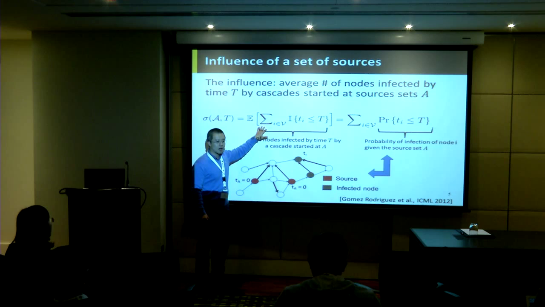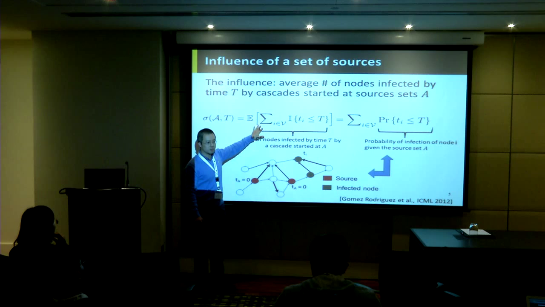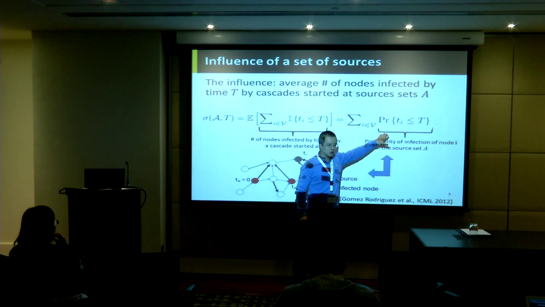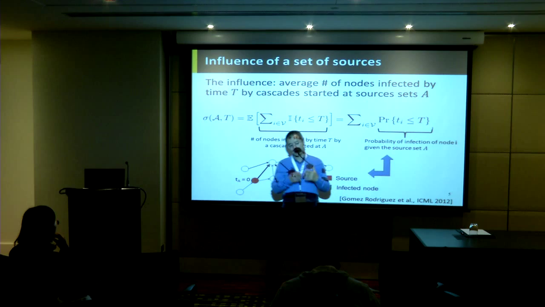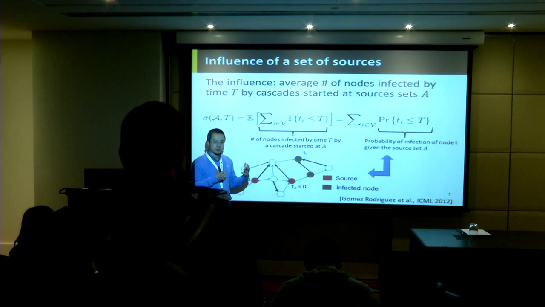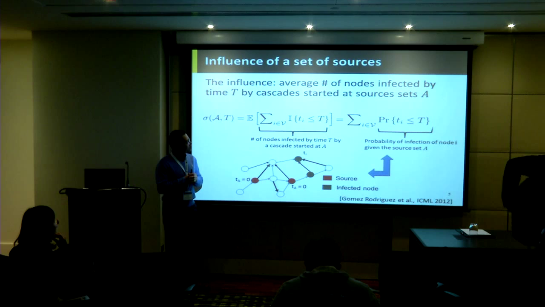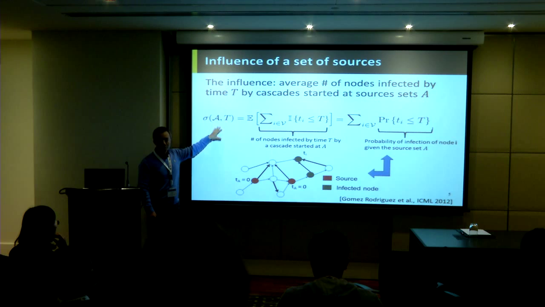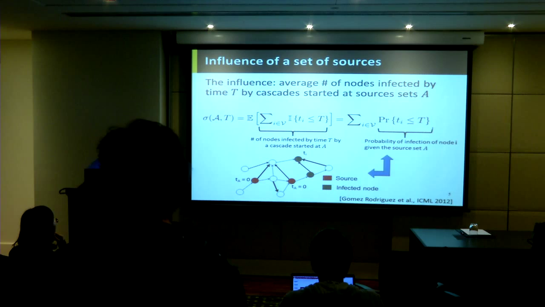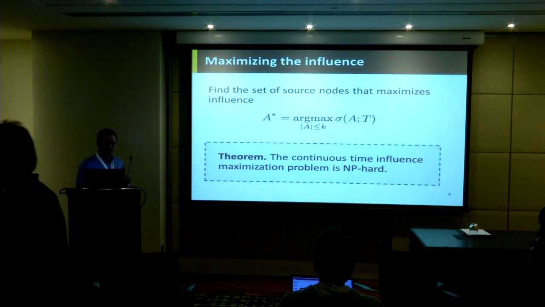So if you just exchange this summation and expectation, what you get is some expression like this. You try to compute for each one of these nodes the probability of it being infected within time t and sum them together. Okay? These are just two equivalent ways of expressing the influence under this probabilistic model. So what you want to do is to pick the set of nodes A as your sources, such that this quantity is going to be maximized. Okay? That's the goal. So essentially, you try to solve an optimization problem like this.